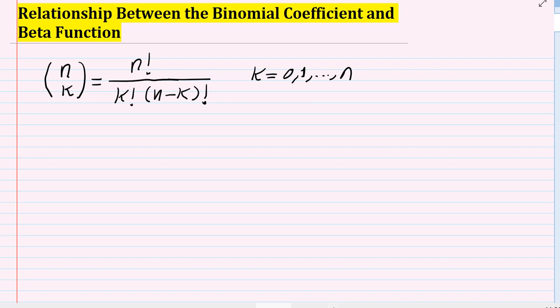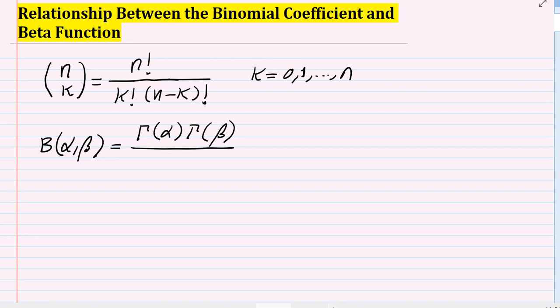Okay, now the beta function that I'm interested in here, call it beta with parameters alpha, beta. I'm not going to give you the integral form of the beta function, so I'm just going to write it as a combination of a bunch of gamma functions. So it's gamma alpha, gamma beta over gamma alpha plus beta, and this is what we want to manipulate in order to explore the relationship between them.